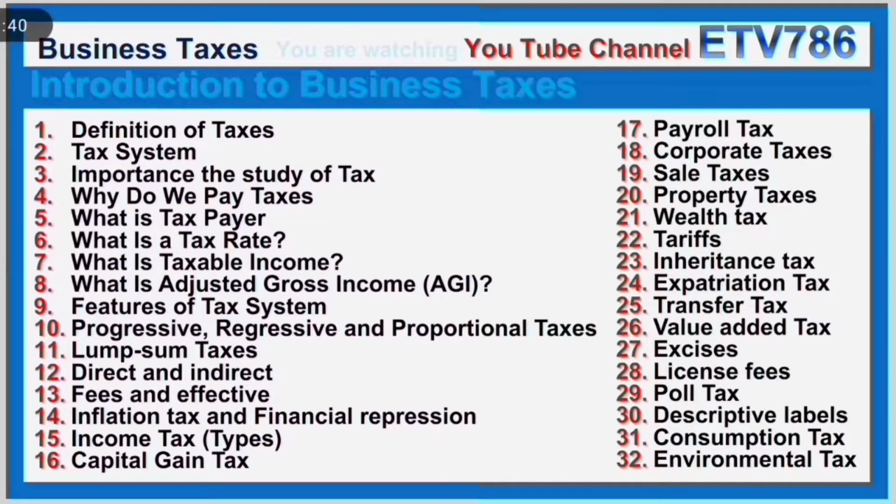Number 21, wealth tax. Number 22, tariffs. Number 23, inheritance tax. Number 24, expatriation tax. Number 25, transfer tax. Number 26, value added tax. Number 27, excises. Number 28, license fees. Number 29, poll tax. Number 30, descriptive labels. Number 31, consumption tax. And number 32, environmental tax.